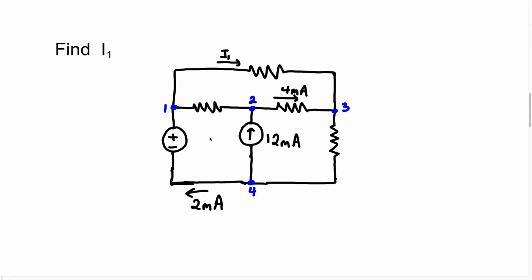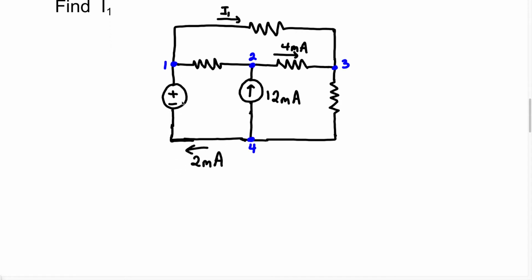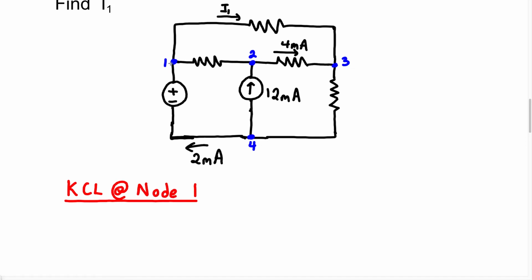Okay. Now we know where I1 is. I1 is right here. Now for me, I like to be more methodical. So because I know I1 is the current we're trying to find, and I1 is between node 1 and node 3, I'm just going to do KCL at one of these nodes. So for this example, I'm just going to use node 1 to perform KCL. So I'm going to write this as KCL at node 1. We know the current entering this node is going to be 2 milliamps. So we can write this as 2 times 10 to the minus 3.